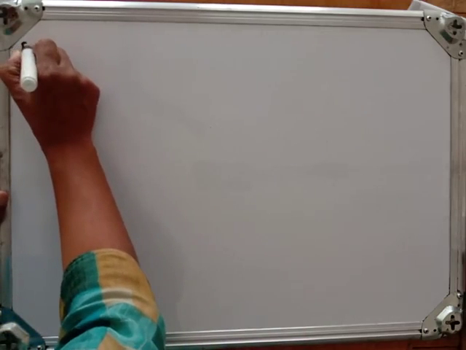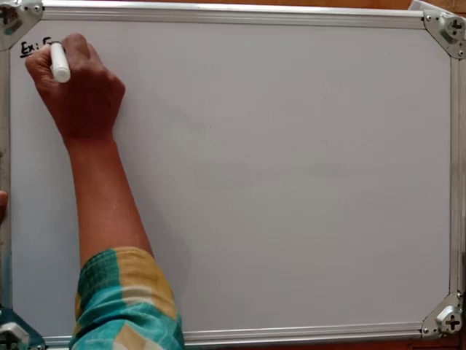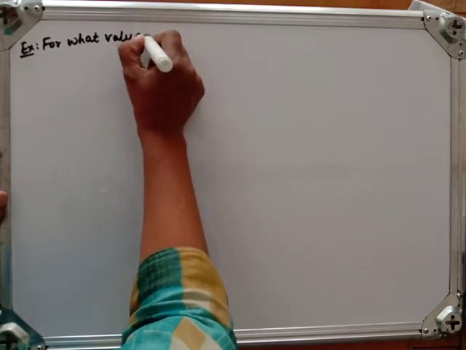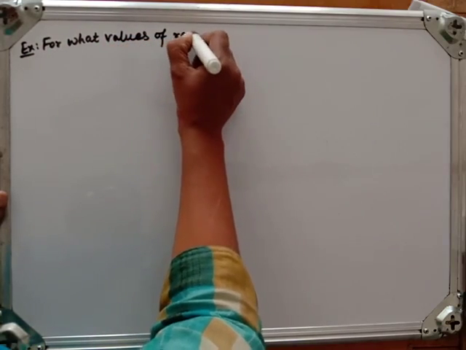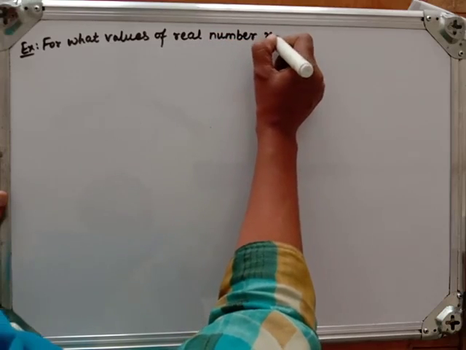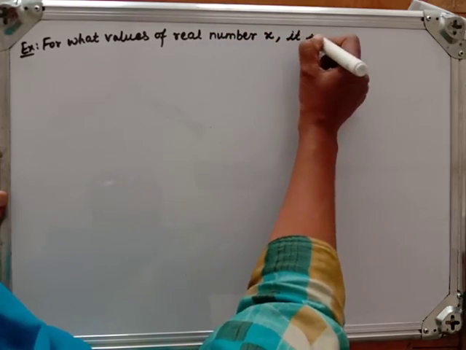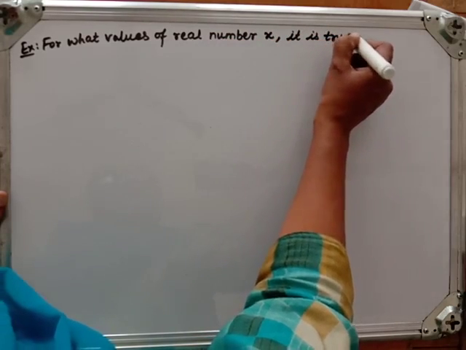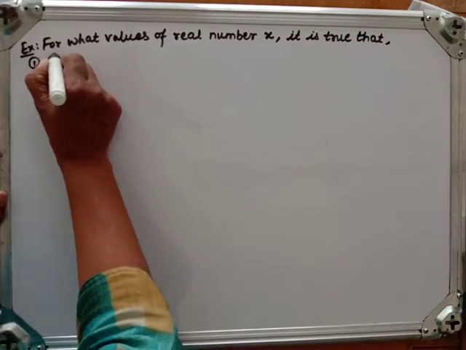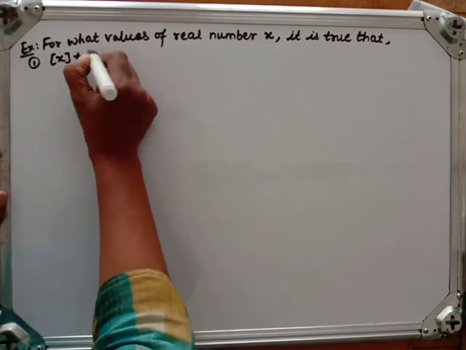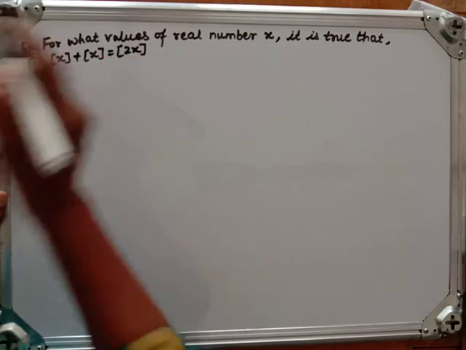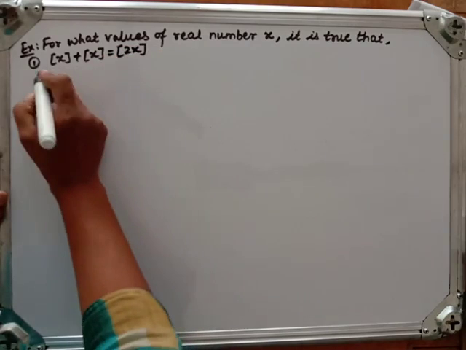Example: for what values of real number x is it true that first, greatest integer function of x plus greatest integer function of x equal to 2 times greatest integer function of 2 times x.